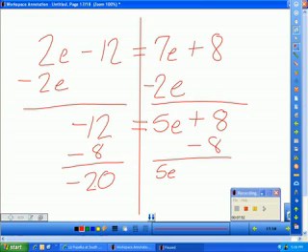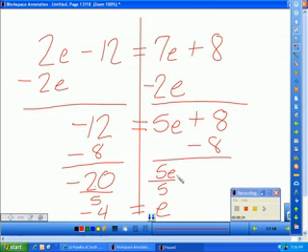You've met your first goal of getting only one variable, and you've undone that first operation, but now you've got to undo this multiplication, and to do that, you've got to divide. Divide by 5, that's going to leave you with just plain e. Because you divided this side by 5, you've got to divide that side by 5. Negative 20 divided by positive 5 is negative 4. So negative 4 is equal to e.